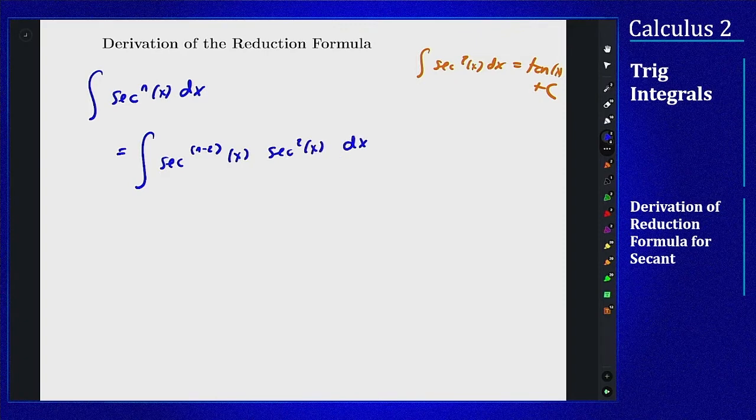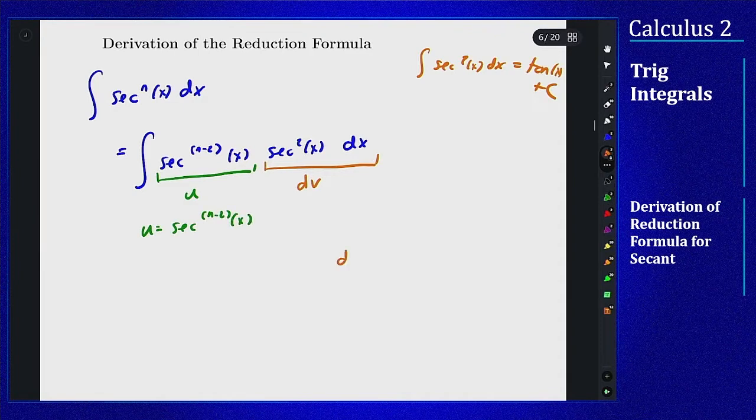Now we're going to do integration by parts here, and we're going to pick this complicated thing here to be our u, and because we know how to integrate secant squared, this will be our dv. So we'll have u is secant to the power n minus 2 of x, and dv as secant squared of x dx. This means that v is tangent of x. And then du we can find by the chain rule.